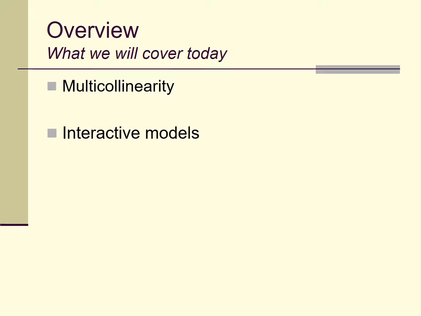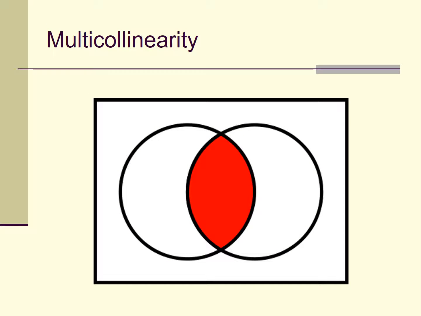Then I'm going to go on and start talking about interactive models. These are models in which predictor variables can interact with each other, and they're very important and very interesting, and I'll actually be addressing them more and continuing to address them in subsequent lectures. So first off, multicollinearity.